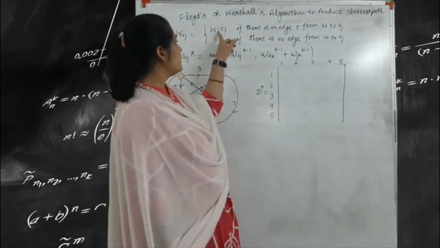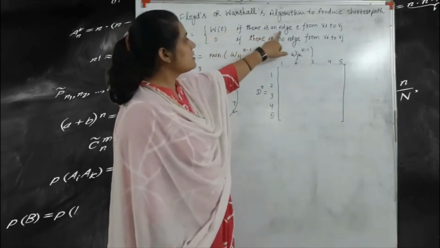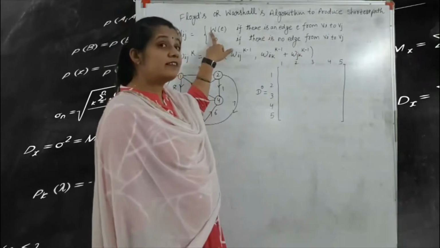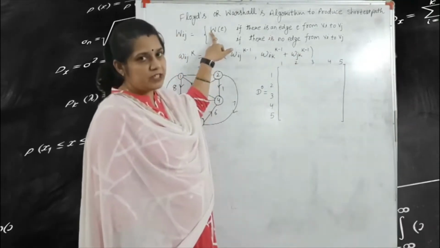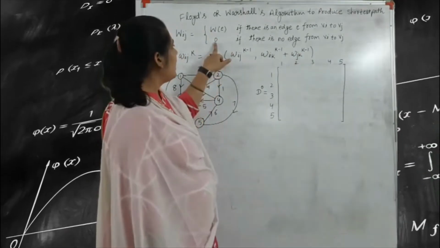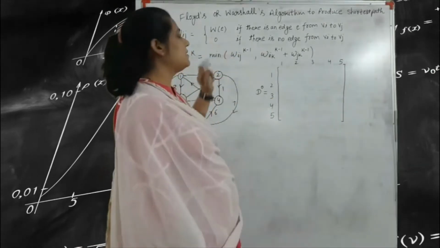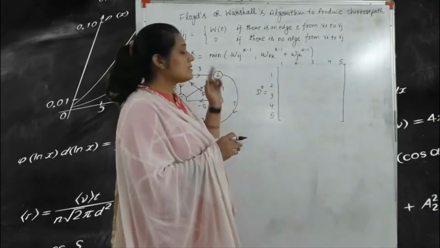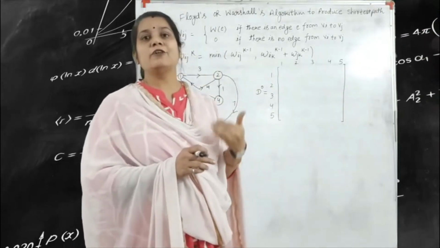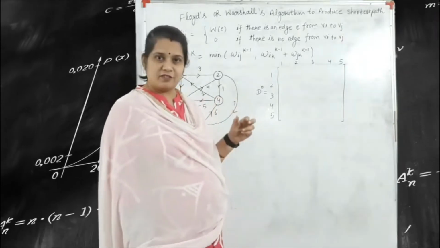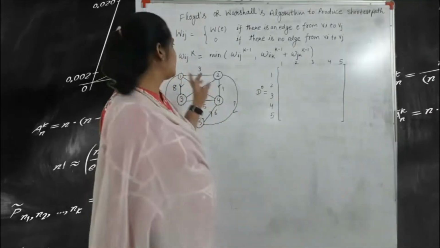Otherwise we write 0. So here We, if there is an edge from Vi to Vj, that means we write here the weight, the edge weight. Otherwise, if there is no edge from Vi to Vj, we write here 0. So this is the formula for writing the algorithm, but we use here a short trick for finding the shortest path.